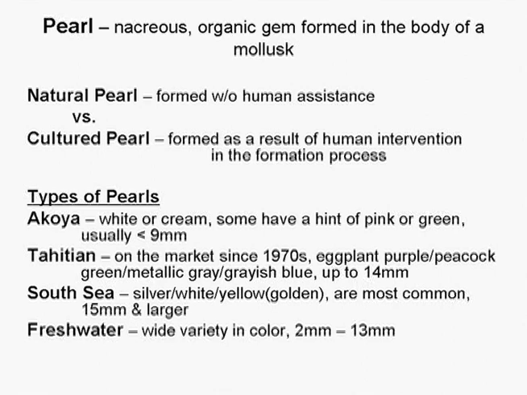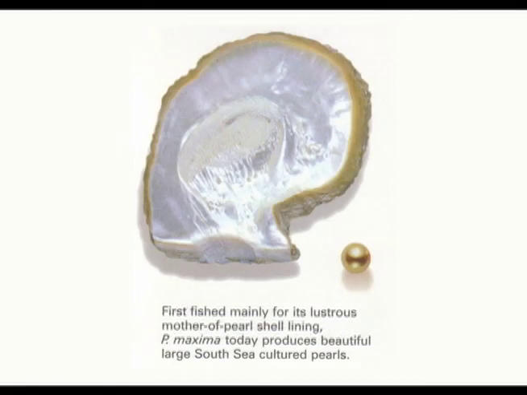The Akoya is primarily from Japan. The Tahitian comes from French Polynesia. The South Sea comes from the Philippines and Australia. And if you look at this one, here we have that one.